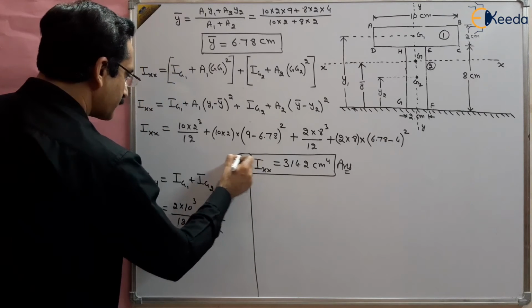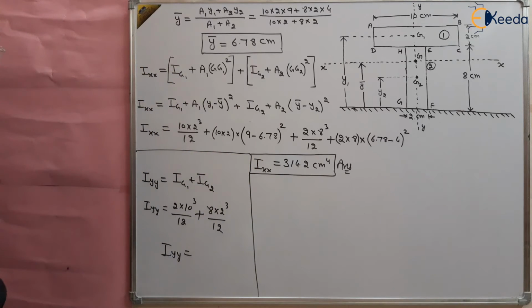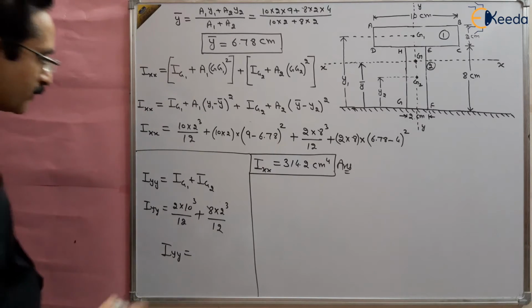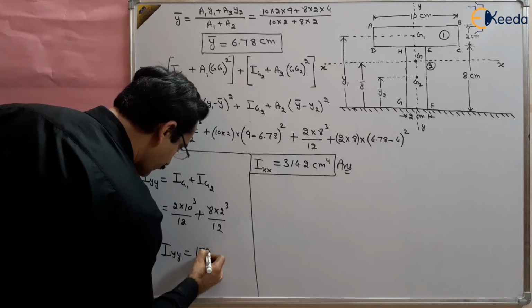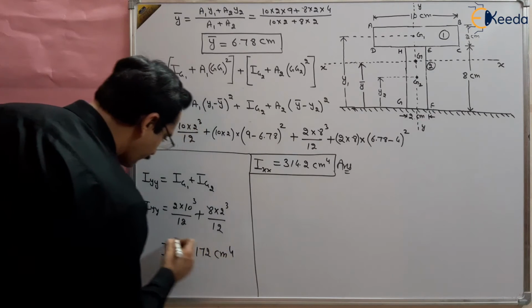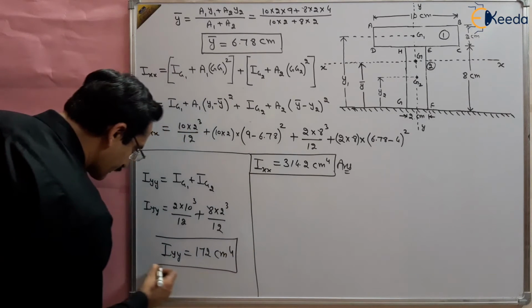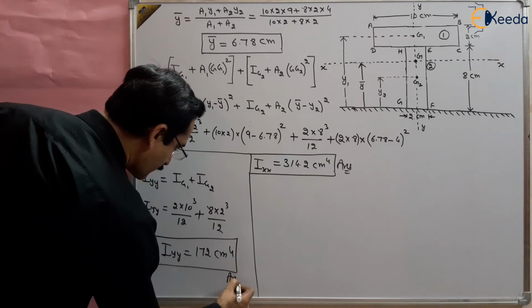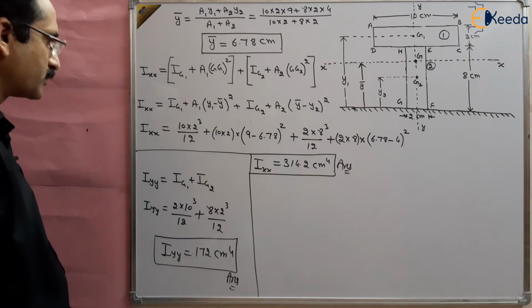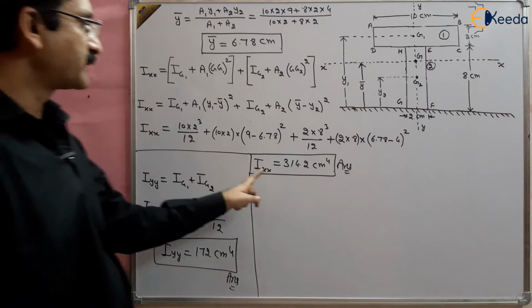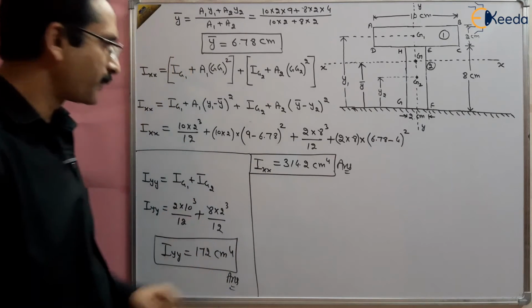So what is the answer? Iyy will come out to be 172 centimeter to the power 4. So this is one more answer to this question. One answer is Ixx, another answer is Iyy.